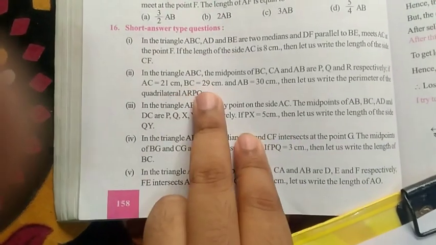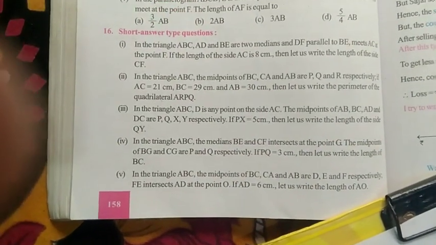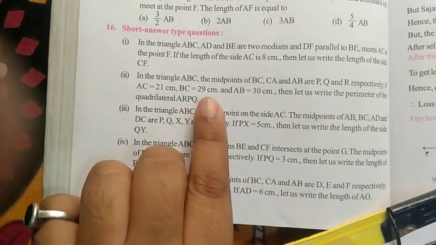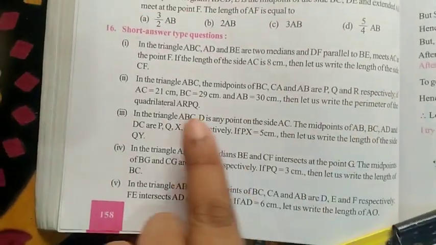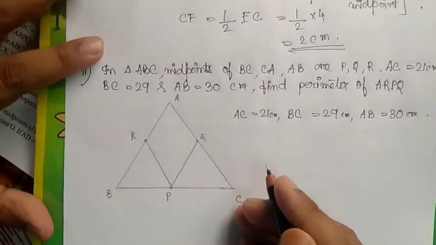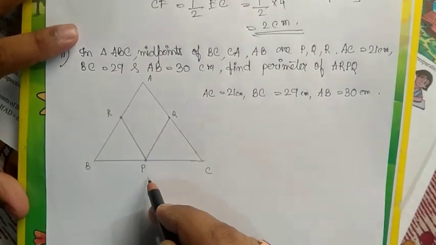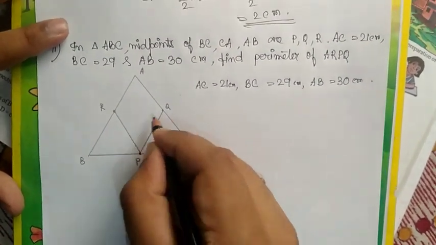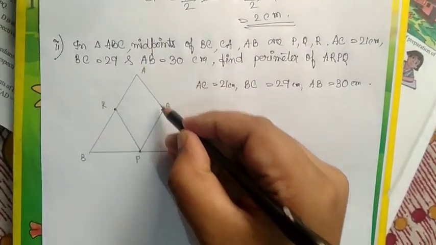Now this is sum number 2. In the triangle ABC, the midpoints of BC, CA and AB are P, Q and R respectively. If AC equal to 21 centimeter, BC equal to 29 centimeter and AB equal to 30 centimeter, then let us write the perimeter of the quadrilateral ARPQ. Now here is the diagram. We know this AC side is 21 centimeter, BC is 29, AB is 30 centimeter, and these are the midpoints P, Q and R.